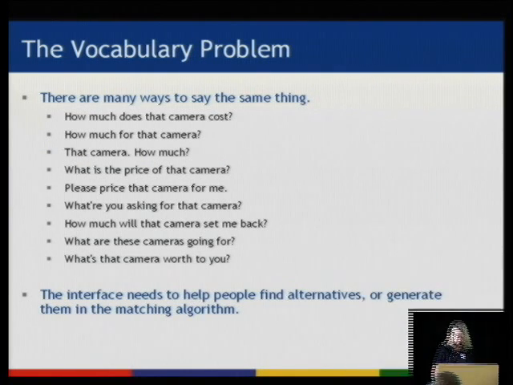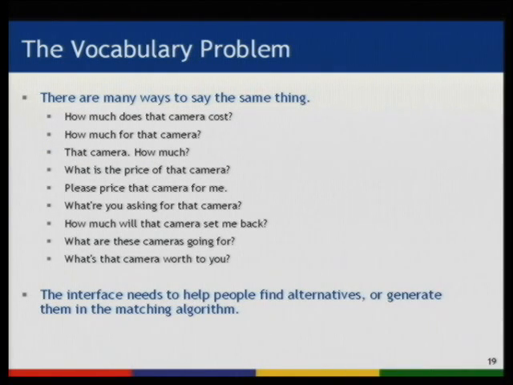The vocabulary problem is another way people talk about this. There are many different ways to say the same thing. I've listed, just off the top of my head, different ways you might say: how much does that camera cost? How much for that camera? What's the price of that camera? Please price that camera for me, and so on. And this is just using full sentences. So the interfaces need to help people find alternatives if the way they're expressing information doesn't match the way it's out there, or generate these in the matching algorithms to match the original way people state things.